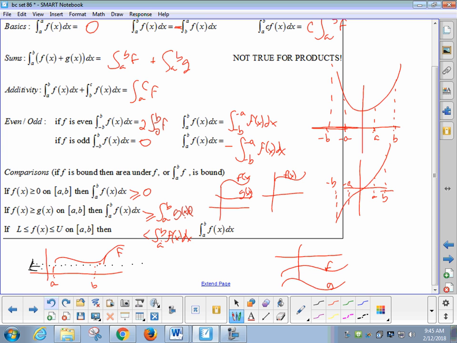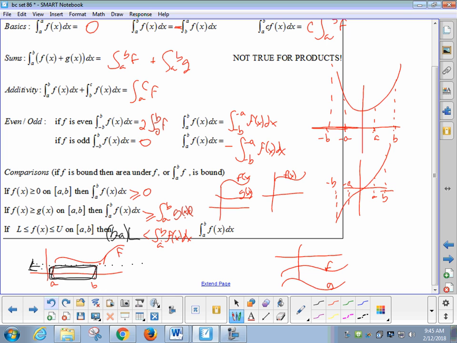Now, rather than do that calculus-wise, let's do that geometrically. Because L is a constant, this region is a rectangle. What's the area of that rectangle? Base, what's the base? A minus B or B minus A? B minus A, assuming B is greater, times L, okay?